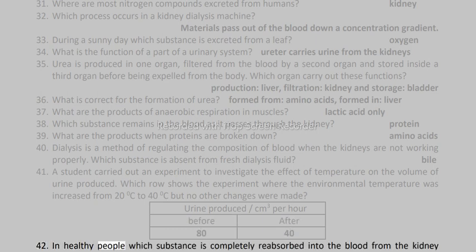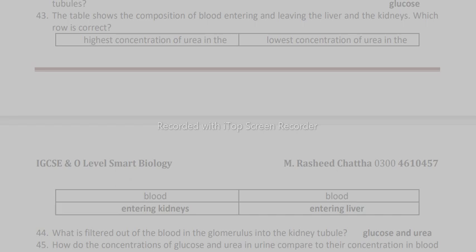42. In healthy people, which substance is completely reabsorbed into the blood from the kidney tubules? Glucose. 43. The table shows the composition of blood entering and leaving the liver and the kidneys. Which row is correct? Highest concentration of urea, lowest concentration of urea.